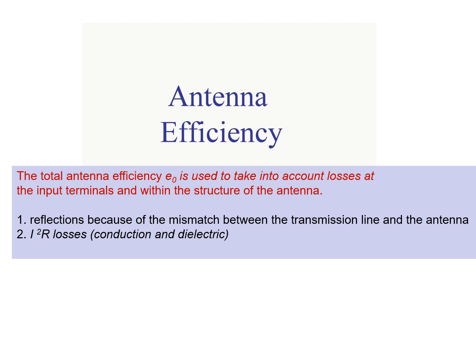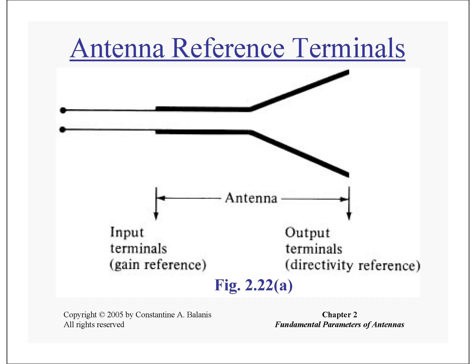So total efficiency considers two types of losses, that is the mismatch losses at the input terminal as well as the conduction losses within the structure of the antenna. The losses at the input terminals are due to reflection because of the mismatch between the transmission line and the antenna. If the antenna is not matched to the feeding line, then there will be mismatch, standing waves, and the efficiency will slightly drop. Also, if not good materials are used in the design, then there will be I square R losses, that is conduction and dielectric losses, and efficiency will suffer.